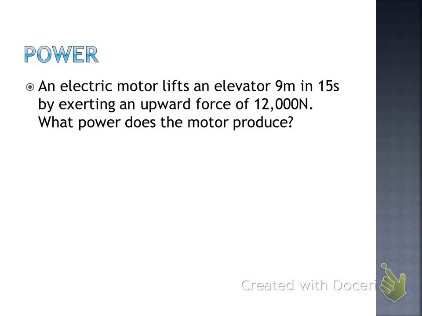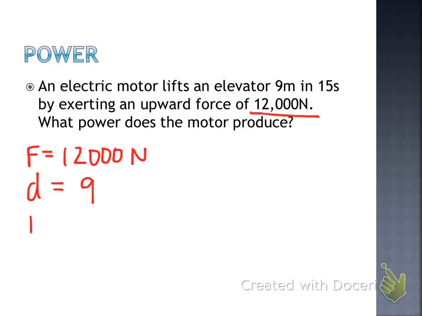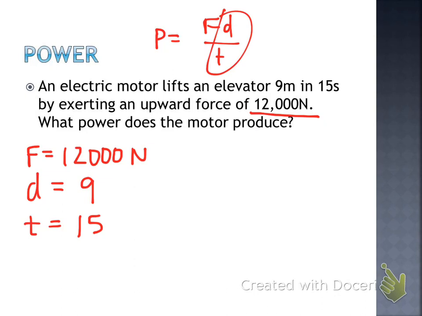Okay, an electric motor lifts an elevator 9 meters in 15 seconds by exerting an upward force of 12,000 newtons. What power does the motor produce? We've been given our force and our distance and our time. Right? So we can solve for velocity first by doing distance over time, right? If you wrote down that middle equation, it looked like this. Force times distance over time, right? We could use that one, or we could use the combination where we found velocity first.